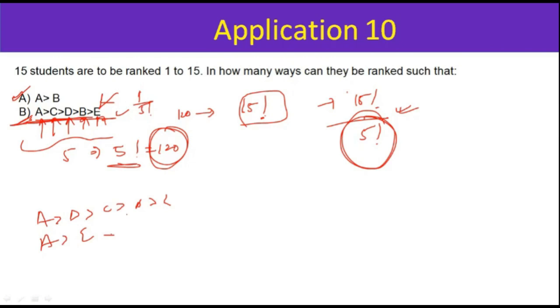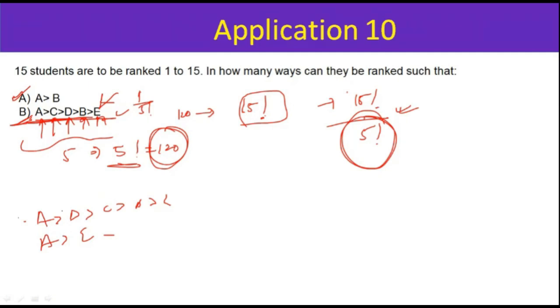So if 120 cases in total correspond to 15 factorial, what would one case contribute to? Simple unitary method, 15 factorial by 5 factorial. Yeah, because I want only one case, right? I want A greater than C, greater than D, greater than B, greater than E. Now these 5 ideally can be arranged in 120 ways, but I just want one way.